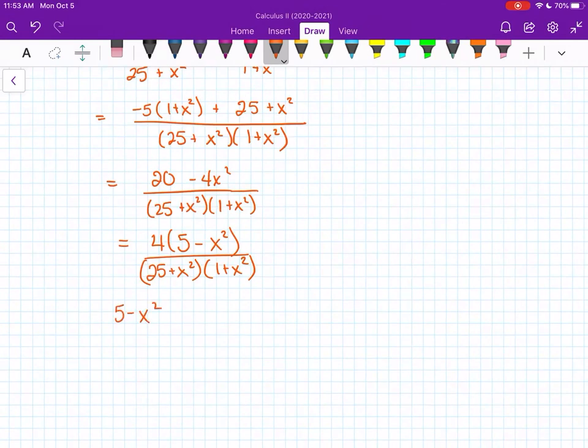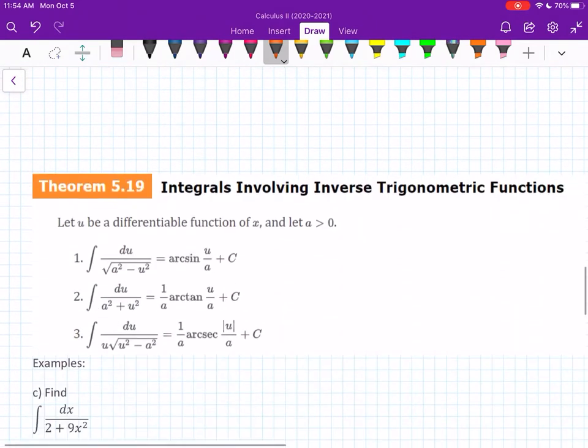And the numerator is going to equal 0 when 5 minus x squared equals 0, which implies x is going to be equal to plus or minus the square root of 5. But we're thinking about x as a distance, so we don't want the negative, we just want the positive. So x equals the square root of 5, which is approximately 2.36 feet. So that's how far I'm going to make sure my camera is from the wall.